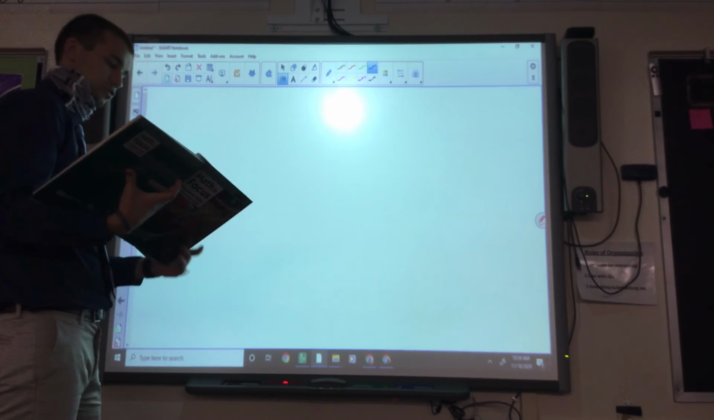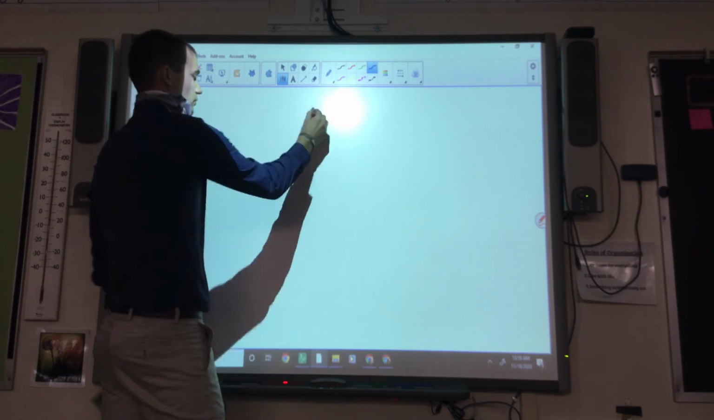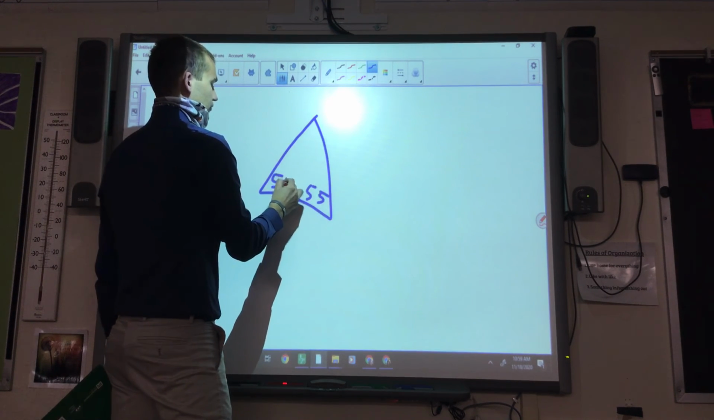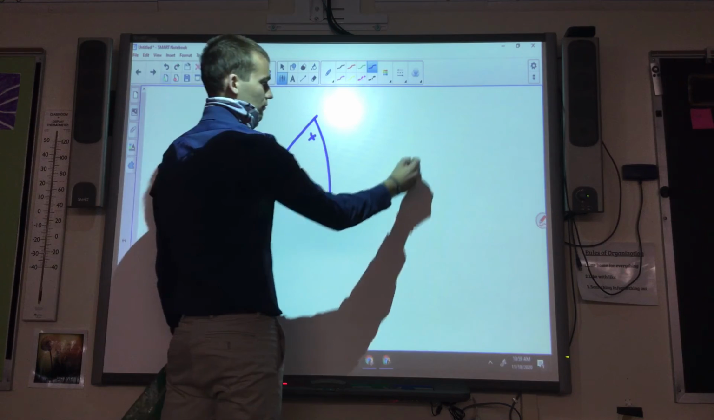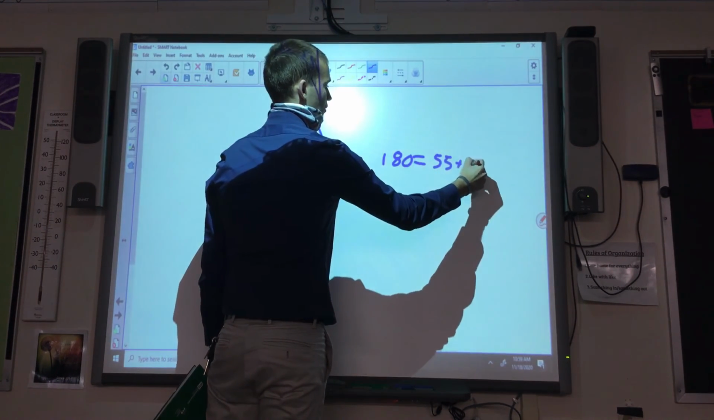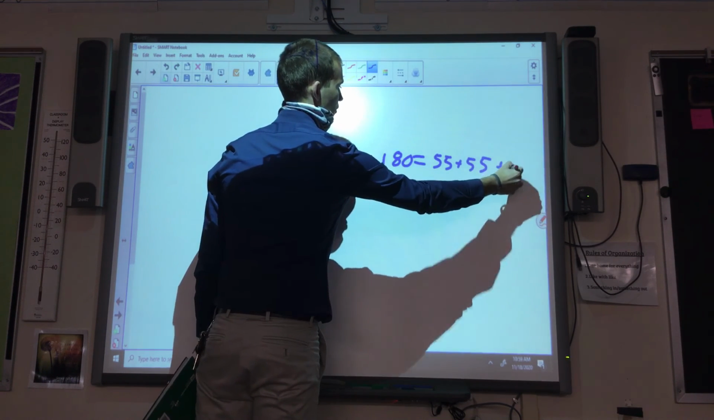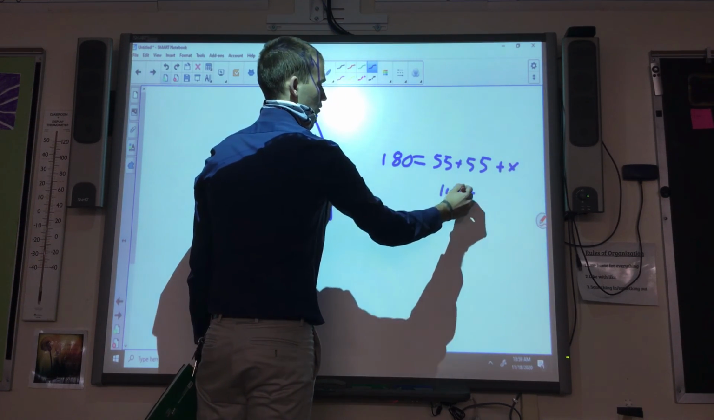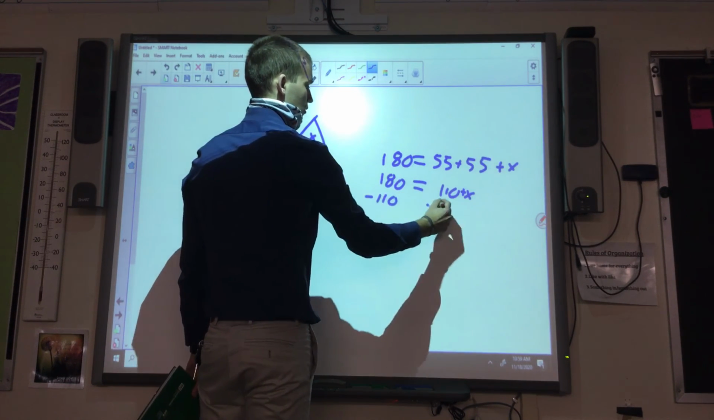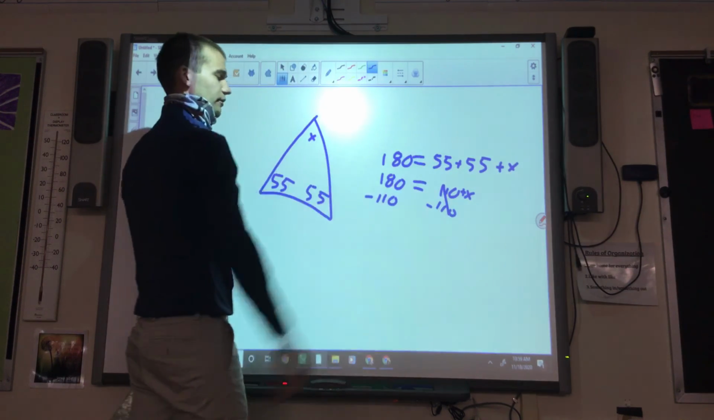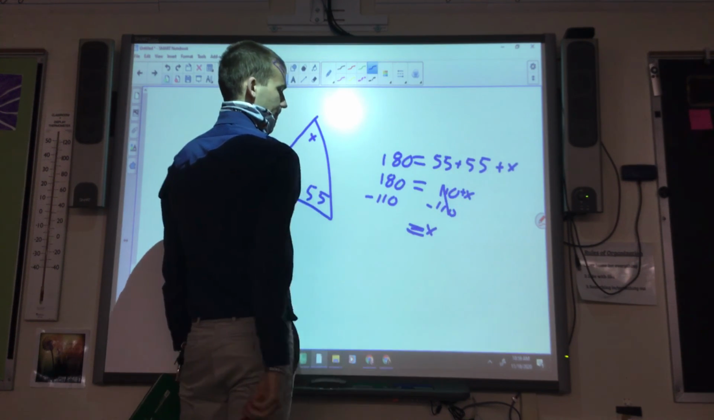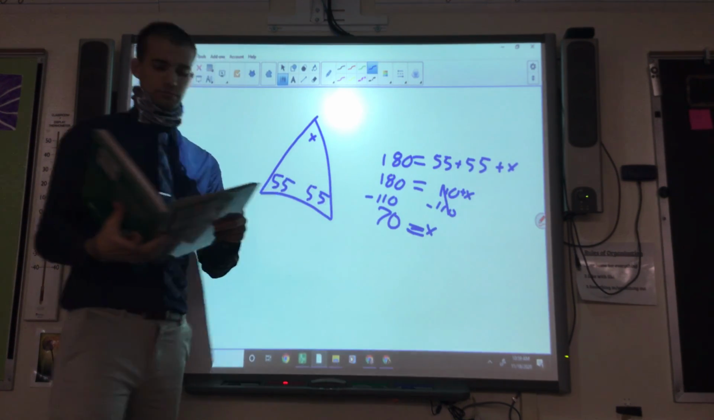And top of page 46, got another isosceles triangle. Only this time we got 55, 55, and x. 180 minus 55 minus 55 plus x, or minus x. And so add 110 together. X equals what? 70. Boom, done. Right, for your assignment.